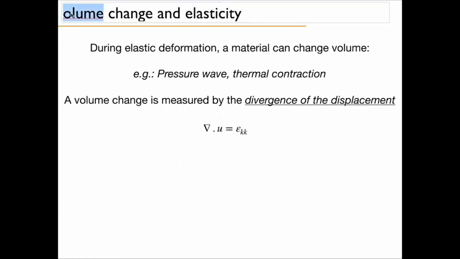So a few words about volume change, because the Poisson ratio is actually quantifying the volume change in a way. How during elastic deformation the material can change the volume, so that, for example, if you have a pressure wave or if you have thermal contraction, how do we measure this, or how do we express the volume change? It is the divergence of the displacement. So you have nabla dot u here. It can be written as epsilon kk.